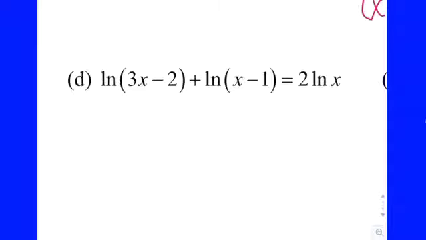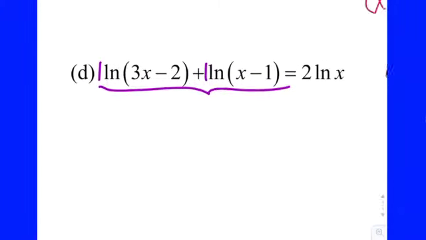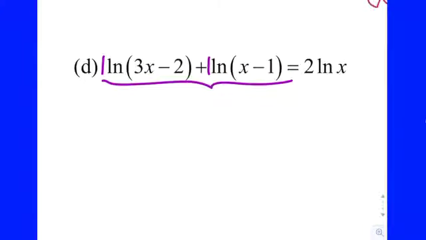So what did we do yesterday? How did we get 2 logs into 1 log? Condense. All right, the coefficients are already 1 and -1, or both positive 1, so there's nothing to bring up, so we can go straight to condensing this side. It's the natural log of. What do we do with the arguments? We multiply them, right?